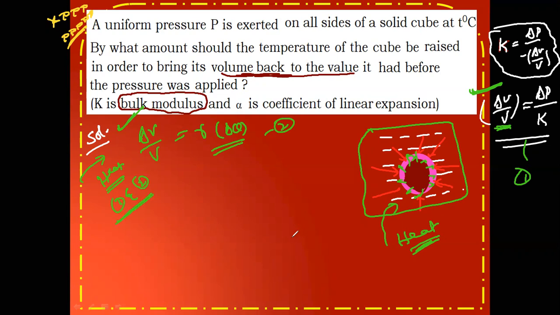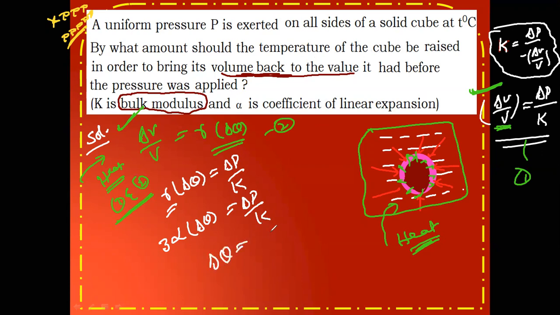So what I can say is that gamma into delta theta is equal to delta P by K. So gamma I can take as 3 alpha, because here the question is given in terms of coefficient of linear expansion. So 3 into alpha into delta theta is equal to delta P by K. My question is, I want to find out what the temperature rise of the cube should be. That means I want to find out the value of delta theta. Delta theta is equal to P by 3 into alpha into K.